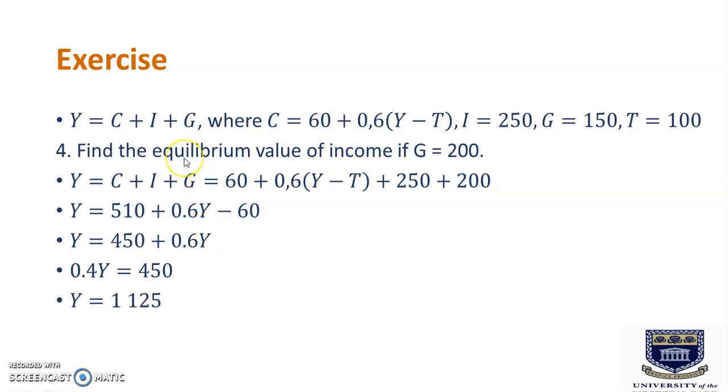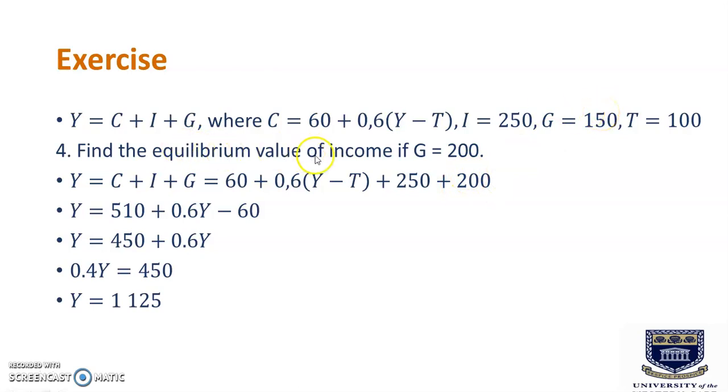Question 4 asks that you find the equilibrium value of income if G is equal to 200. So this is important because in the initial example, G was equal to 150. Now they're asking you to calculate the equilibrium value of income, Y, if G is equal to 200. So take note, it has increased by 50, to G equal to 200. So always read your questions carefully. So the only difference here is we need to substitute G is equal to 200 instead of the 150.